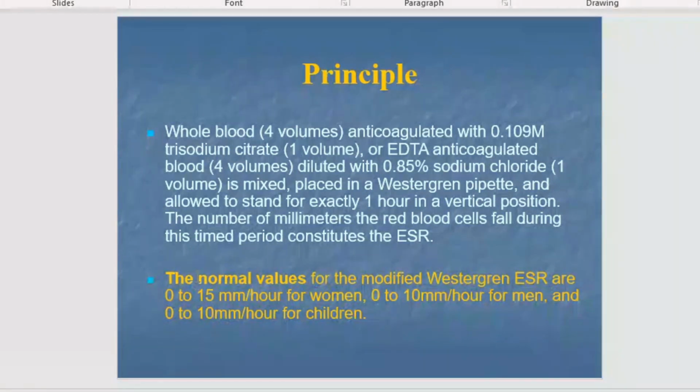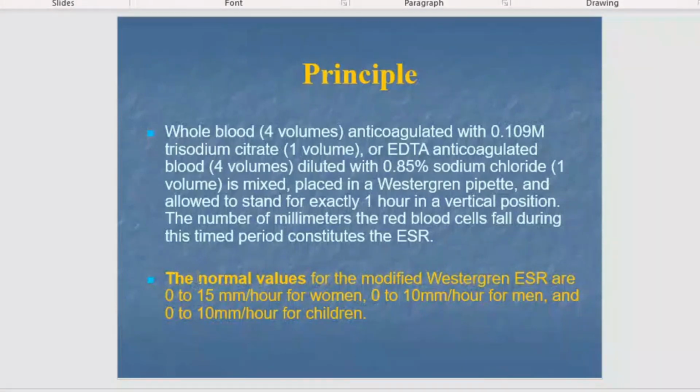So we take whole blood which is anticoagulated, that means which is already added with the trisodium citrate or EDTA, and then we take this as 4 volumes. 4 volumes in the sense, for example, if you go for 0.5 ml, then 4 volumes in the sense 2 ml, right? That way I have to take. Then it is diluted with the 0.85% sodium chloride. So it's 1 volume. So automatically we will also add 0.5 ml of 0.85% sodium chloride.